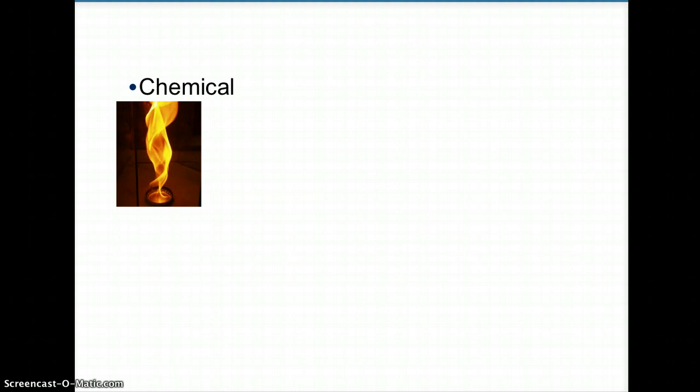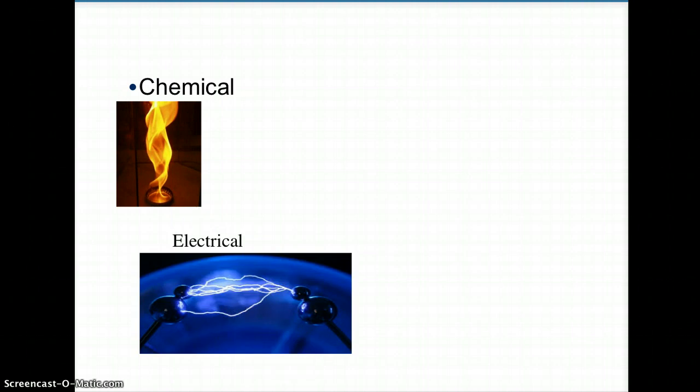Chemical energy is energy stored in the bonds of chemical compounds, atoms, and molecules. Chemical energy is released in a chemical reaction, often in the form of heat. Electrical energy is the result of charged particles moving. An example of electrical energy in the body occurs when ions move across the cell membrane.